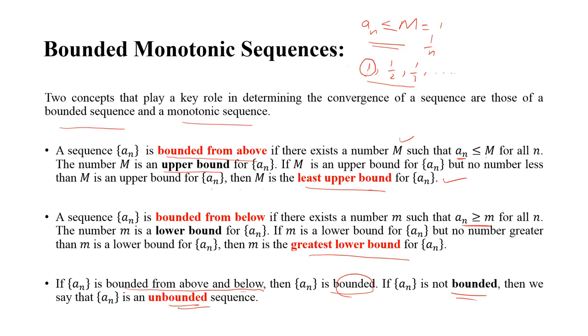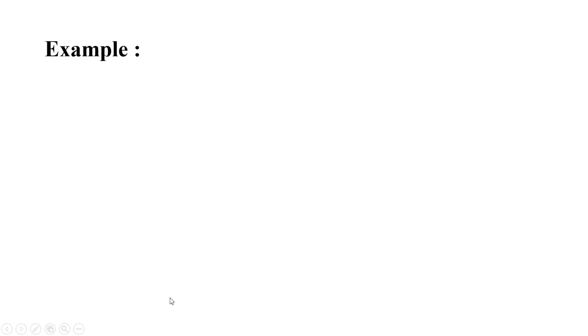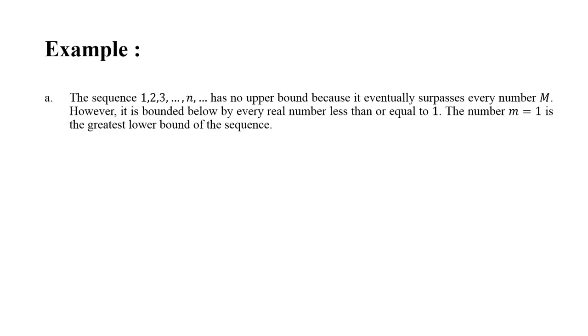So for a sequence to be bounded, this is important, it must be bounded above and bounded below. The sequence 1, 2, 3, up to n has no upper bound because it eventually surpasses every number M. However, it is bounded below by every real number less than or equal to 1. The number m equal to 1 is the greatest lower bound. Okay, so this is the greatest lower bound of the sequence.